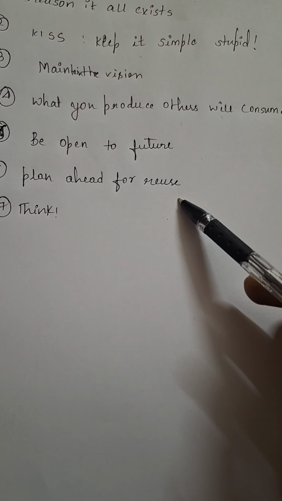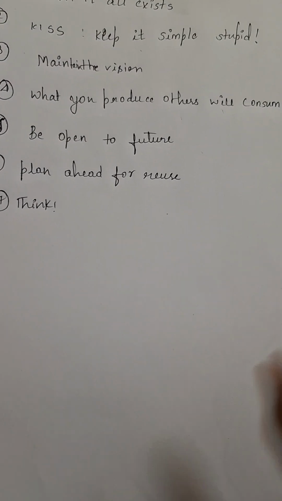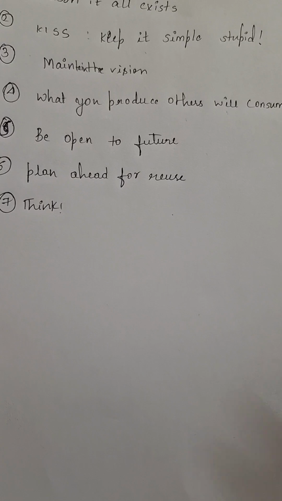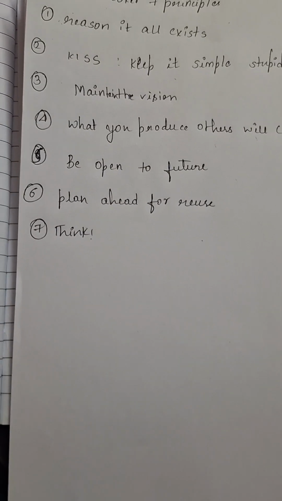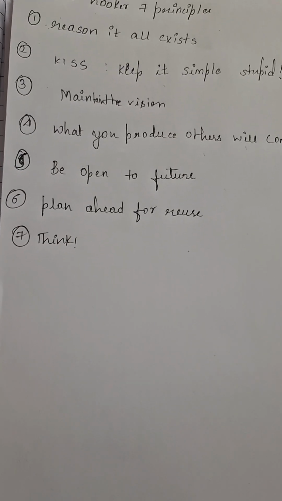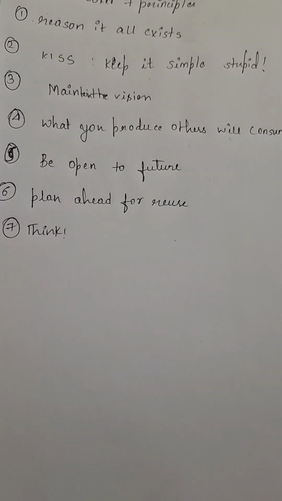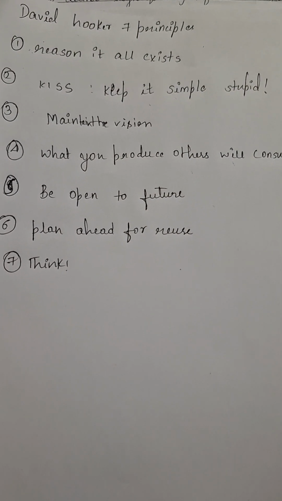Next, plan ahead for reuse. The source code should be reused. It shouldn't be that once the code is used, it is thrown away and we cannot use it again. Next is think. Before building anything, you have to think. So clear thoughts will make you build more valuable software. So that is the meaning of that. You can just keep this in mind and you can write in your own words.